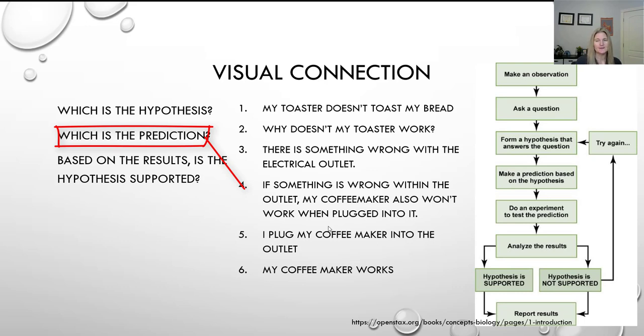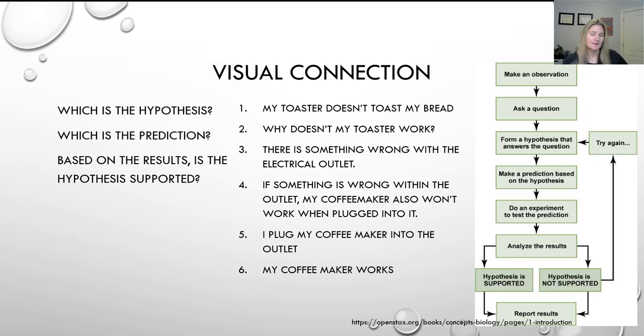Now you'll notice that there's a difference between a hypothesis and a prediction. So the hypothesis is just explaining the question that we have. So why doesn't my toaster work? There must be something wrong with the electrical outlet. Whereas a prediction is actually predicting the results. If something's wrong with the outlet, my coffee maker is not going to work when I plug it in either. So it's predicting the results. So that is the difference between the two.